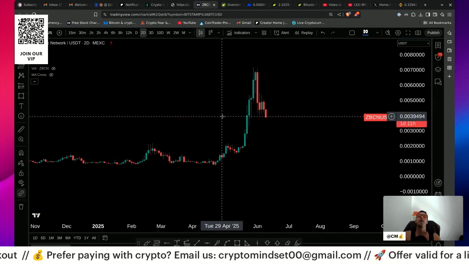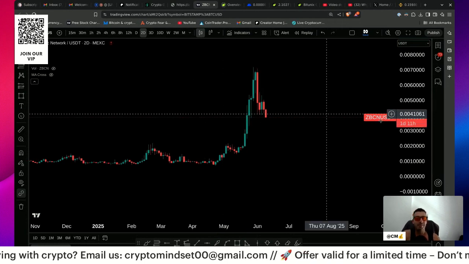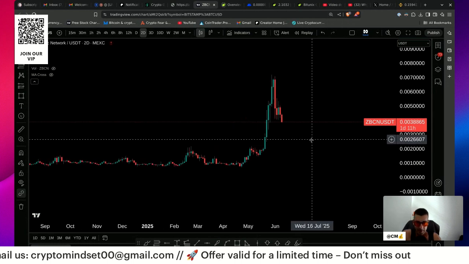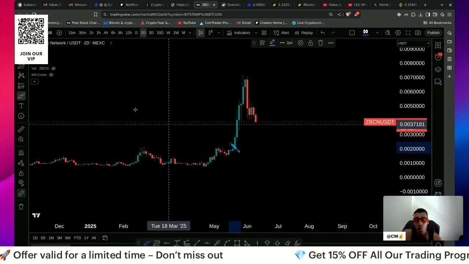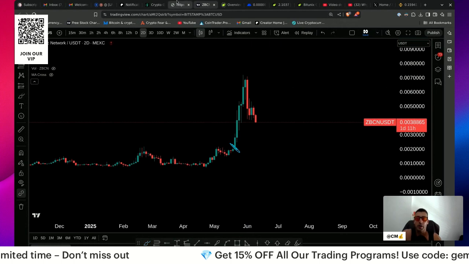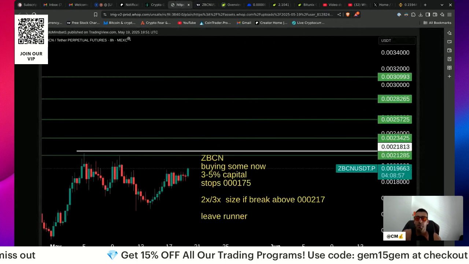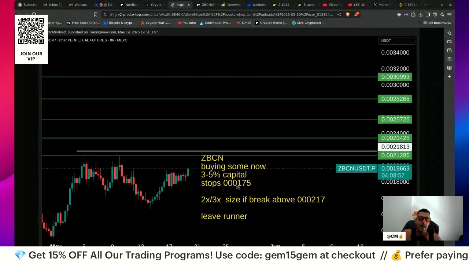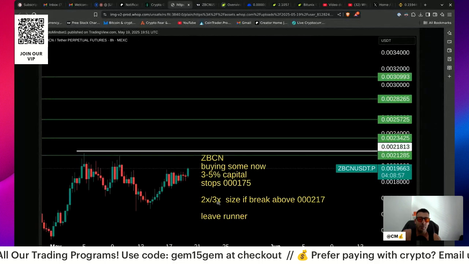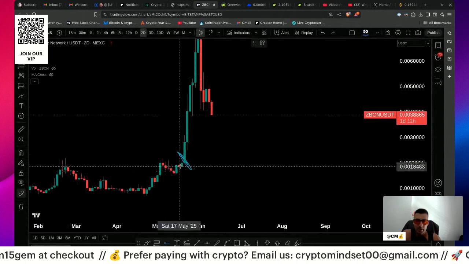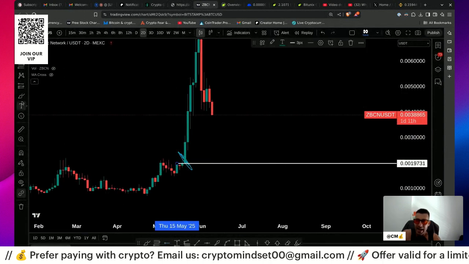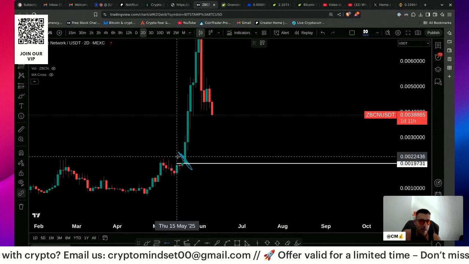This is the next best buying opportunity for ZBCN for this cycle. The first best buying opportunity was here, the breakout. We spotted it, and I'll show you the trade alert we shared in the community from May 19th. We bought it at 1.9 and we tripled the size on 2.1. We bought it here at the right time, on 1.9 and on 2.1. That's how you make money in crypto.